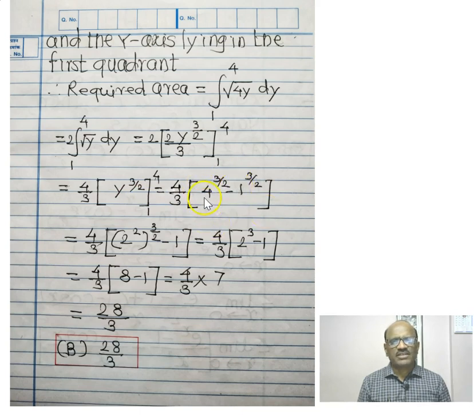Now what is the value of 4? 4 means what? 2 raised to 2. 2 raised to 2 in bracket raised to 3 by 2, the 2 gets cancelled. It's 2 raised to 3 minus 1. That is 4 by 3 into 8 minus 1. And after the simplification, you are getting 28 upon 3, and hence option B is the correct one.